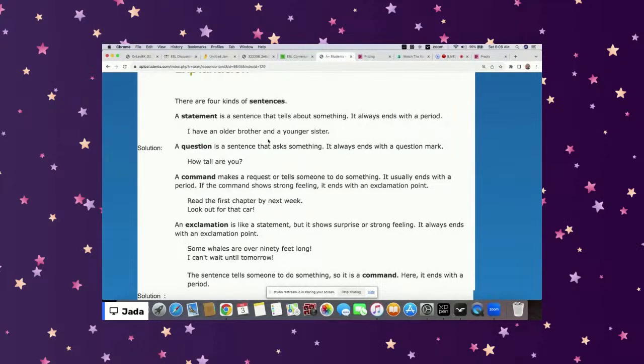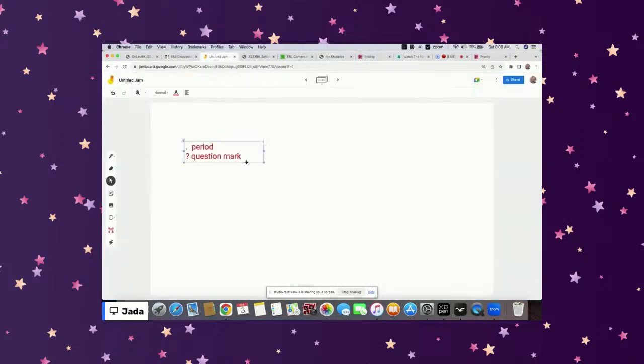Now, when we have the next one, it is a command. Okay, a command is the next kind of sentence. So a command makes a request or tells someone to do something. A command is making a request or telling you to do something. That is what a command is. It usually ends with a period. If the command shows a strong feeling, it ends with an exclamation point. So, most times, a command ends with a period or an exclamation mark.